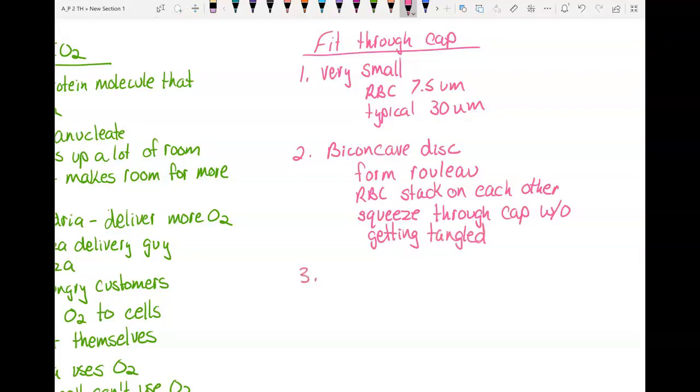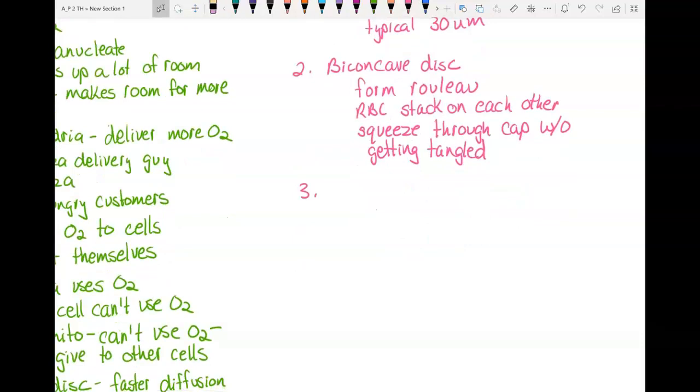And then finally, they fit through the capillary with the help of spectrin. Spectrin is the protein that makes their framework. This protein is very flexible.